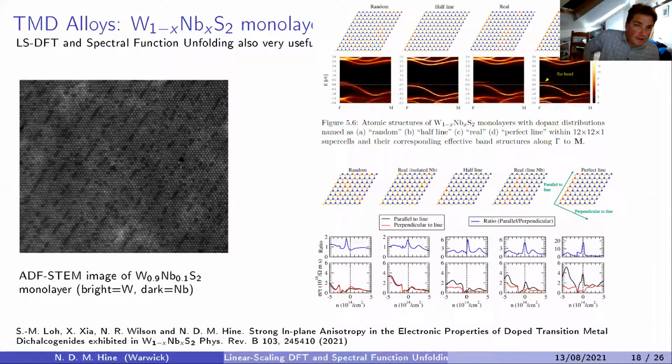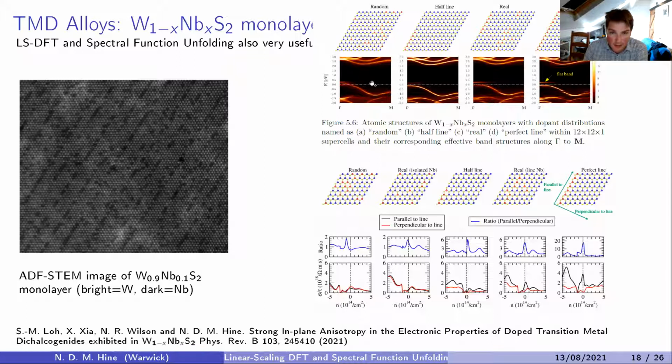And another area where this spectral function unfolding has been very useful is in understanding the behavior of alloy systems. This is some recent work on niobium doped tungsten disulfide, where the STEM imaging has revealed that the doping is not isotropically distributed. They have a strong anisotropy associated with growth fronts, and we've been able to use this spectral function unfolding to understand the band structures you get in these systems, looking along the direction of the line in the band structure plot, this gamma to M direction.